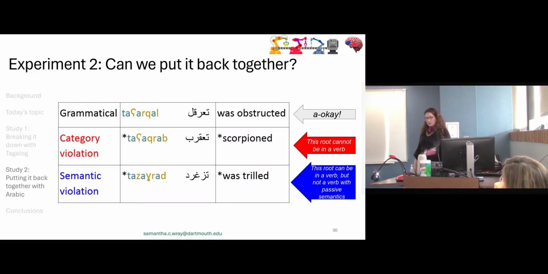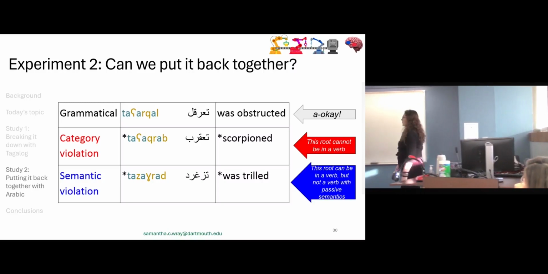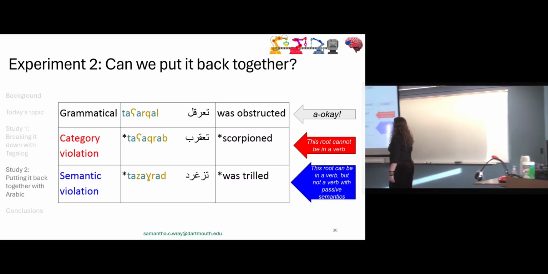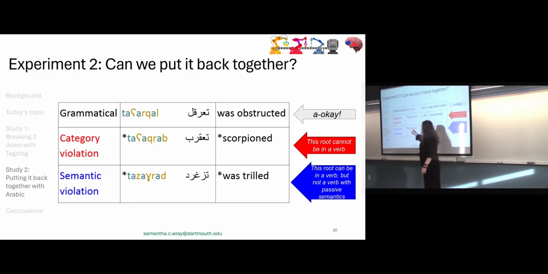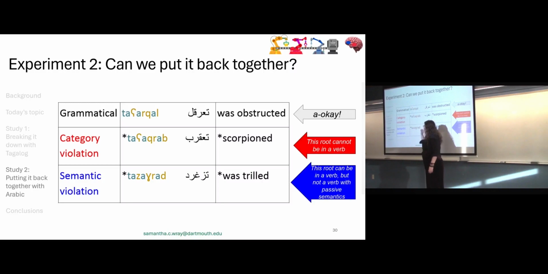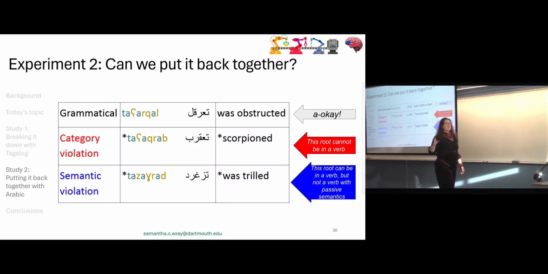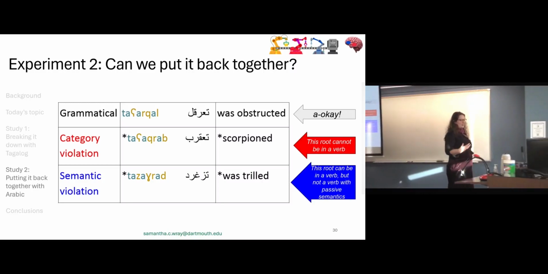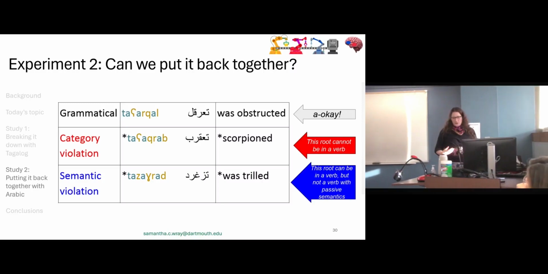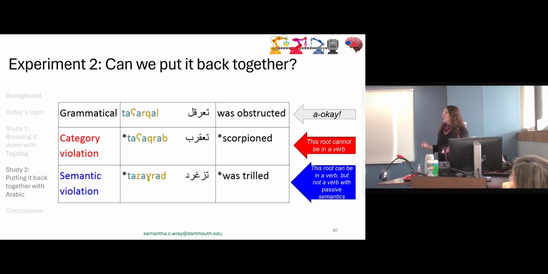Semantic violation words here were formed by a root that has indeed been found in many verbs, but not this specific verbal pattern, which indicates a passive reading. So the part of speech here would be fine. It is a verb, but it just can't have passive semantics. It's never been attested before.